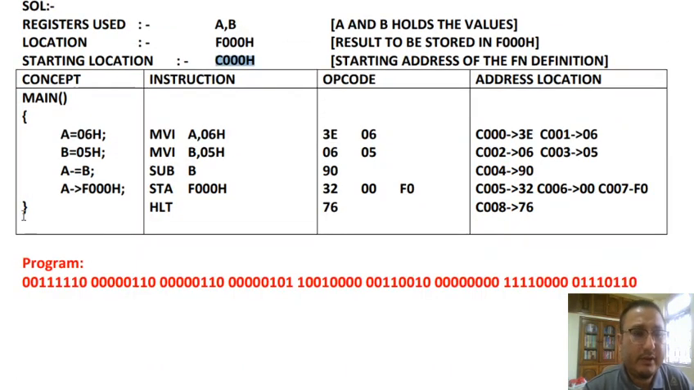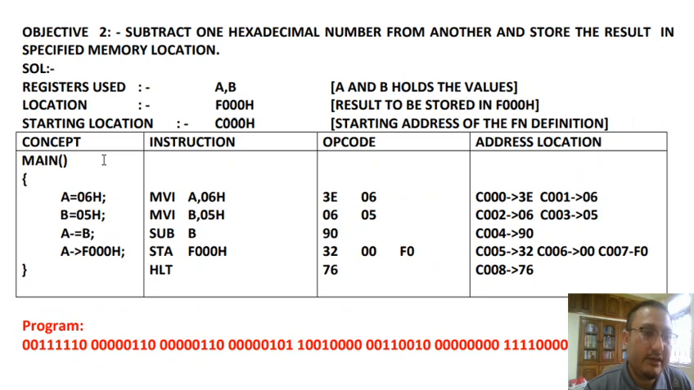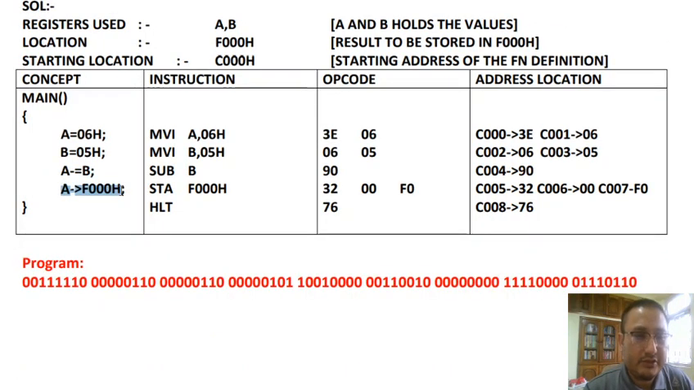Now again, I've prepared a concept note for the program. So A equals 06H, B equals 05H. Then we are subtracting. As A is one of the default operands, subtraction will be done in a manner that B is subtracted from A. So the representation will be A minus equals B, that is A equals A minus B. Then the value is stored in F000H, right?